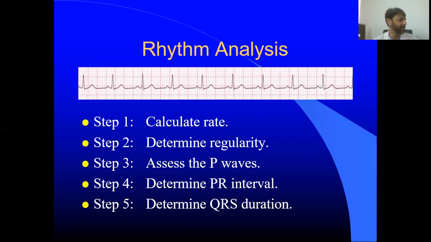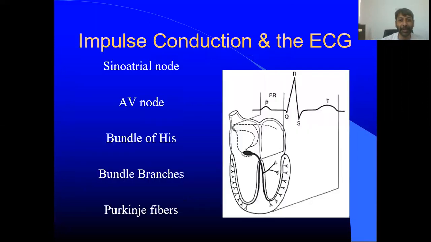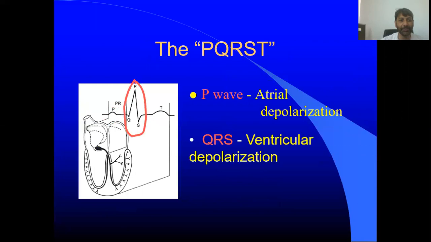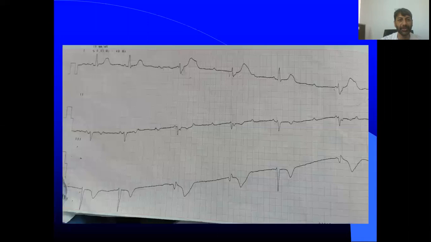Whenever you are asked to assess rhythm, leave aside the diagnosis. Just calculate rate, QRS rate, P rate, rhythm, QRS rhythm, P rhythm, P present or absent, similar or dissimilar, one before each QRS or more than one before QRS. Then PR interval of every complex and QRS of every complex. Now come to this ECG and see what's happening here. Let's come to the ECG.